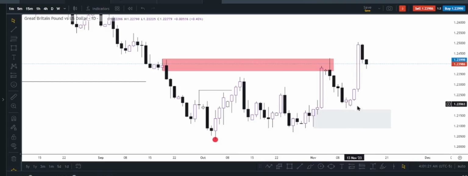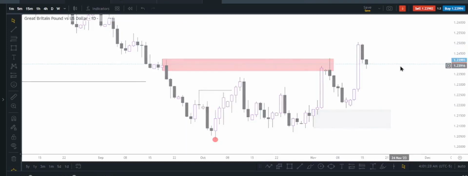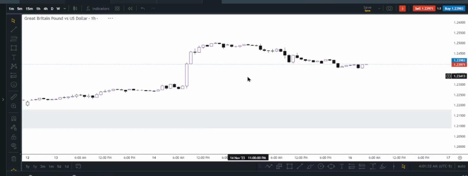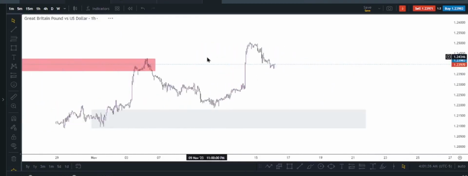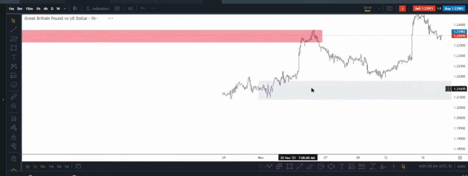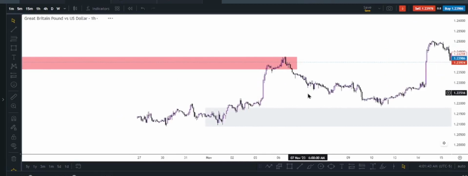Where did price react from here to begin to go long? So we go to our 1 hour time frame, and then we can see what happened there. Now, this is our 1 hour time frame. Okay, now on this 1 hour time frame, let's look at some structures here.